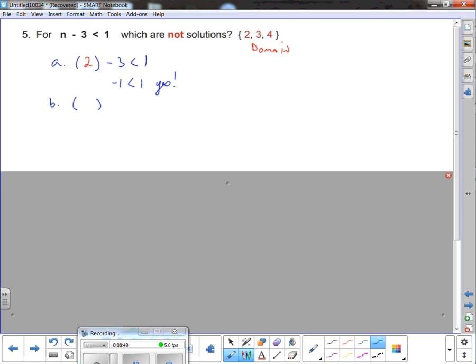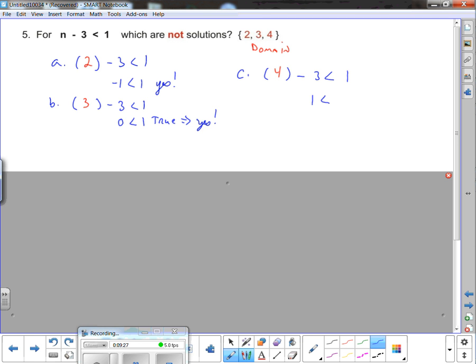We'll do the second one. Same scenario, take the original inequality, where the variable is, sub in the value of the variable. So now we end up with 0 is less than 1. Again, this is true. So let me write it this way. True, so therefore this is a yes. As long as the statement is true, then it is a yes. Here, let me go over here to the right for C. So again, and I always put parentheses where my variable is, -3 less than 1. Stick in the value for the domain.